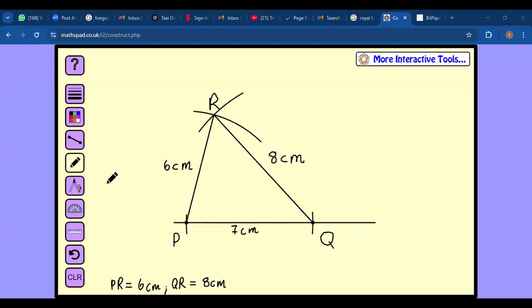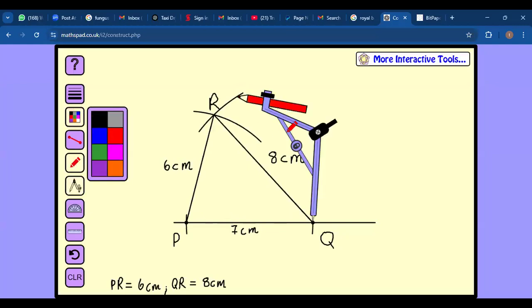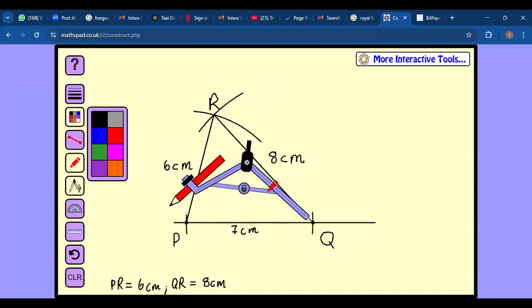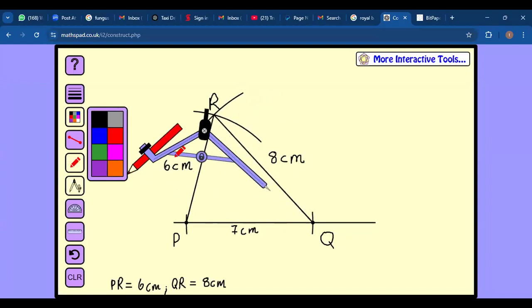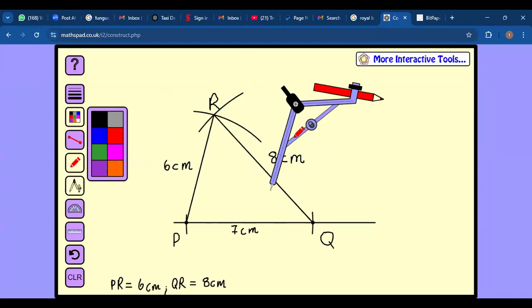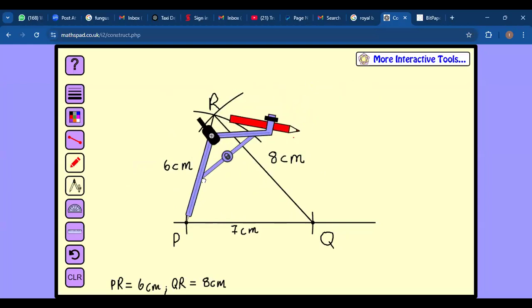All right. Someone walk me through how I'm going to bisect this line. What am I going to do? Anyone could walk me through how I'm going to bisect it? Go ahead. How am I going to bisect PQ? The first step is to place the needle on P. Then place the pencil on Q.